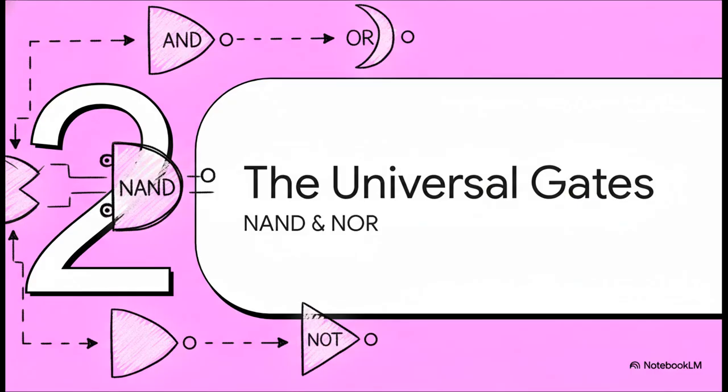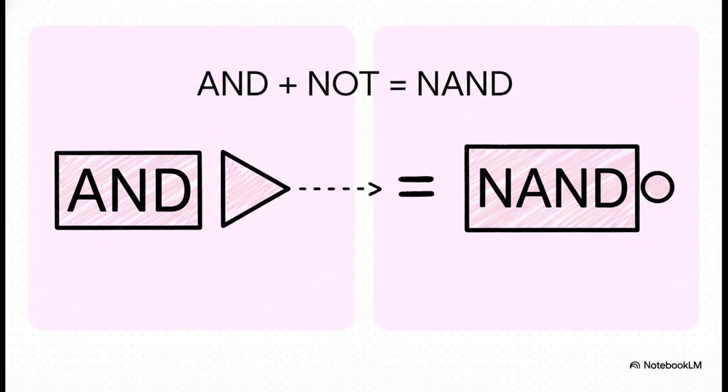Okay, so now that we've got the basics down, this is where things get really, really cool. Let's talk about the universal gates. Now, they're called that for a pretty powerful reason. You can build any other logic function, an AND, an OR, whatever you want, using only these gates. This makes them unbelievably efficient for designing circuits. So first is the NAND gate, which is literally a NOT AND. All it is, is an AND gate with a NOT gate stuck on the end of its output. It does the whole AND operation, and then it just inverts the final result.